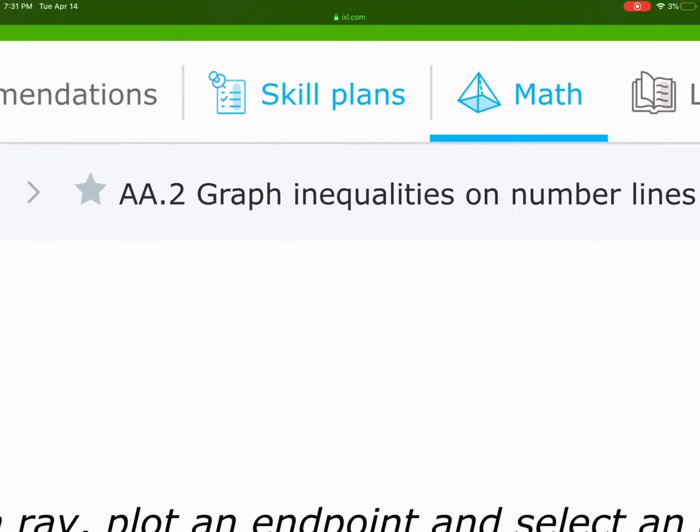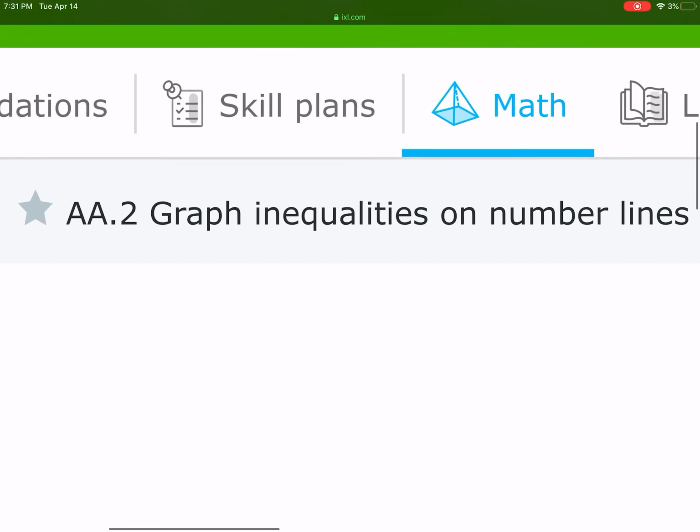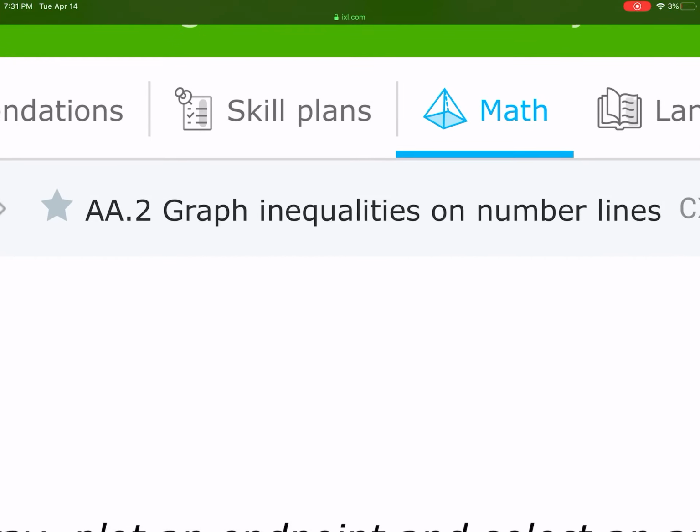You are doing AA2. It should say graph inequalities on number lines. Go ahead and complete this until you get a blue ribbon. If there's still extra time and you've gotten to the blue ribbon, go on to that green ribbon, get that 100. Awesome. If you have any questions, let me know.